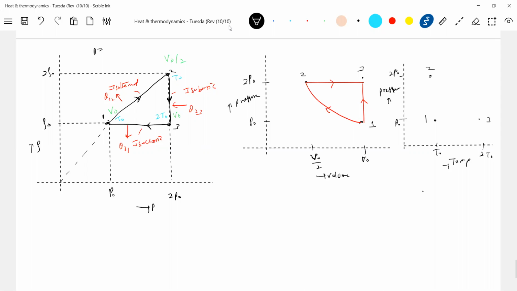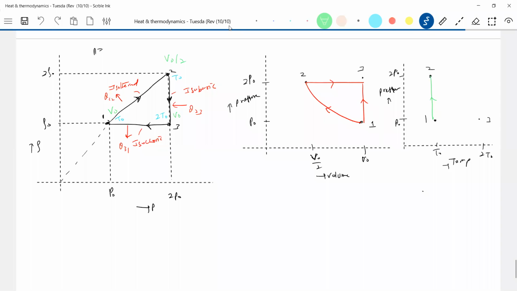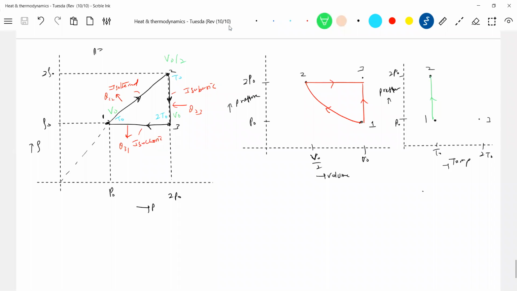What can be the possible curve? 1, 2 is an isothermal process. 2, 3 is what? Pressure is constant, 2 P0, T0 to 2 P0, 2 T0. Okay, the point 3 will come here. And then 3, 1. 3, 1 is isochoric, a straight line passing through the origin.